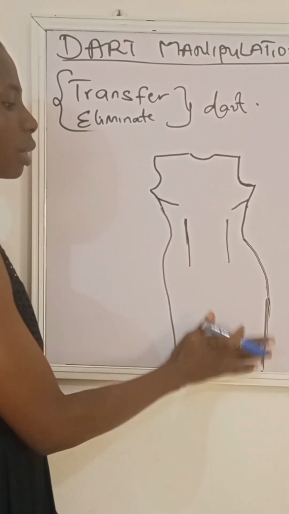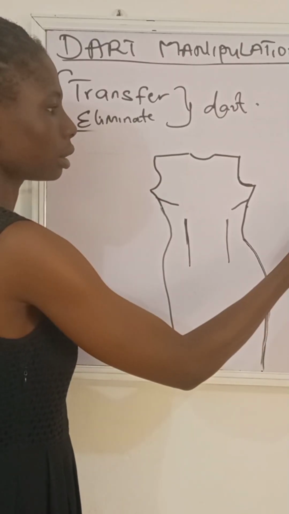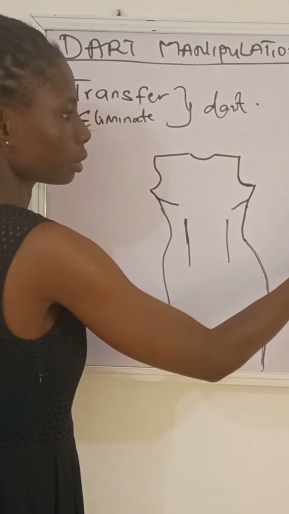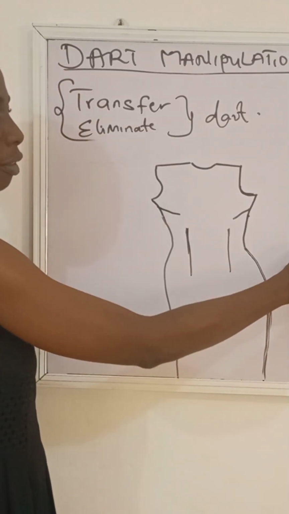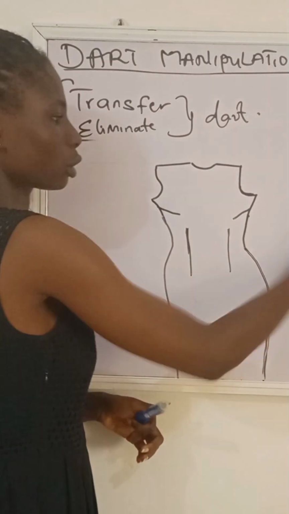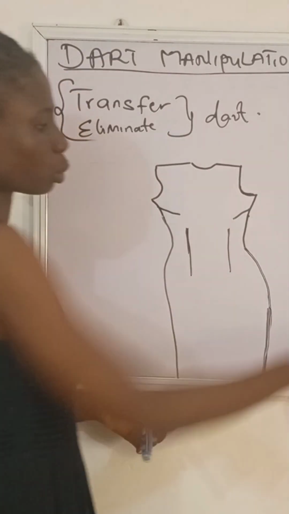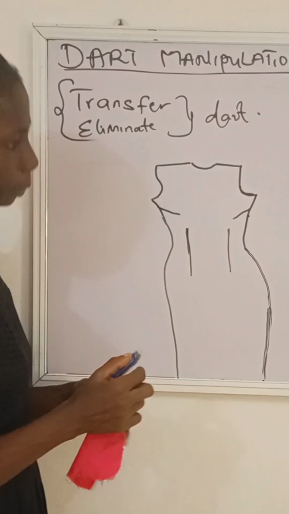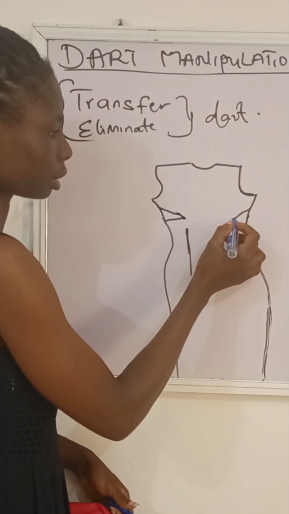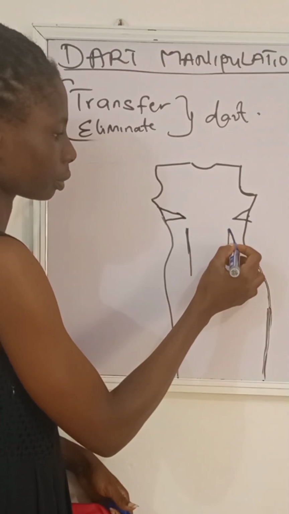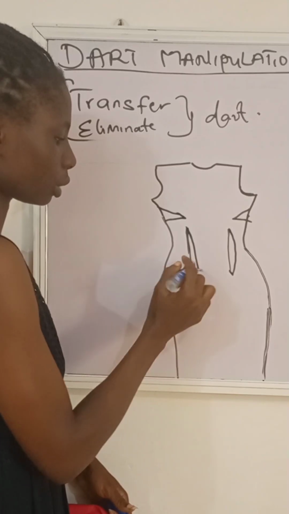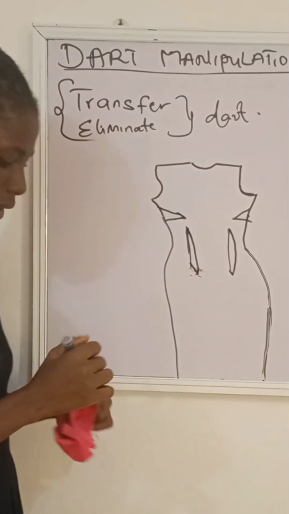Normally we draft our piece like this, like this and this, and like this. So this is a half block, and this is a full front block. When you want to do it, you draft your full front block. But that's not where we are going. I just want you to understand what is going on here. So let's say this is the bust dart and this is the waist dart.